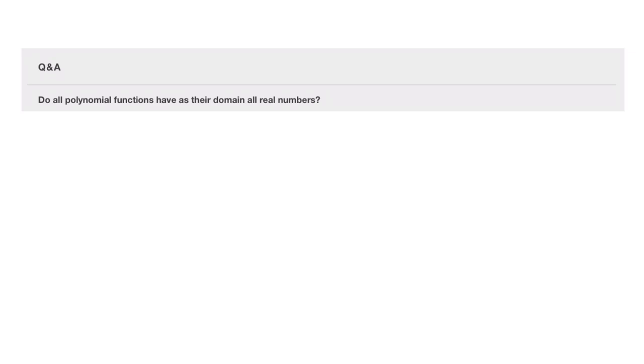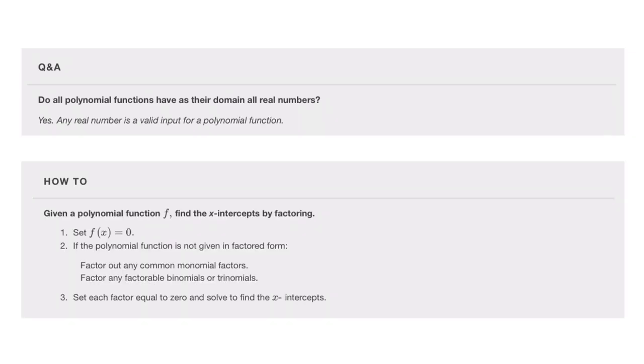Do all polynomial functions have as their domain all real numbers? I would say yes, right? That's one characteristic: once you identify a function as a polynomial function, in general, the domain of a polynomial function is all reals. Yes, any real number is a valid input for a polynomial function.